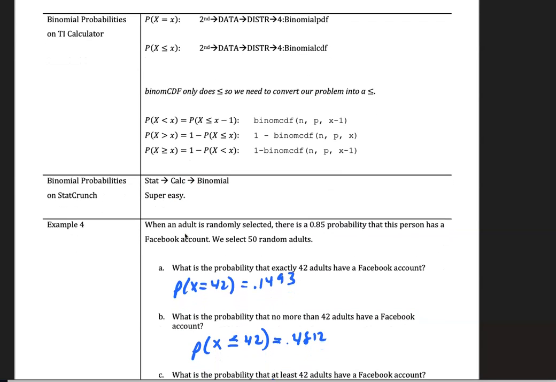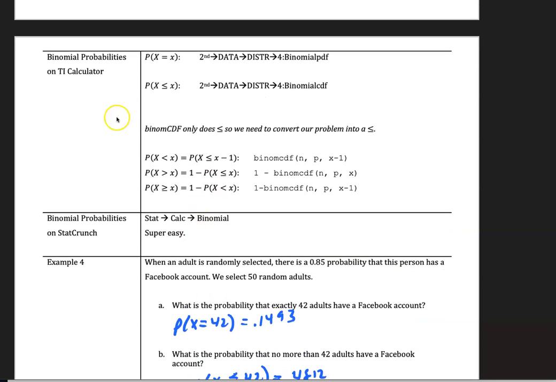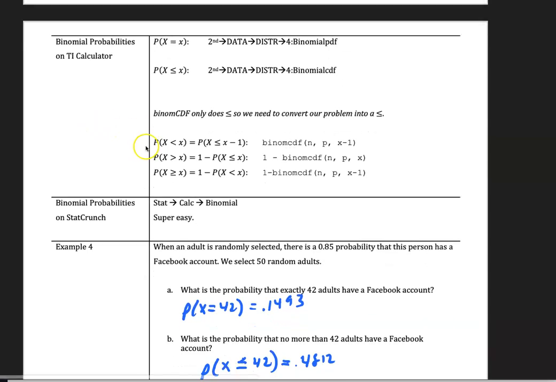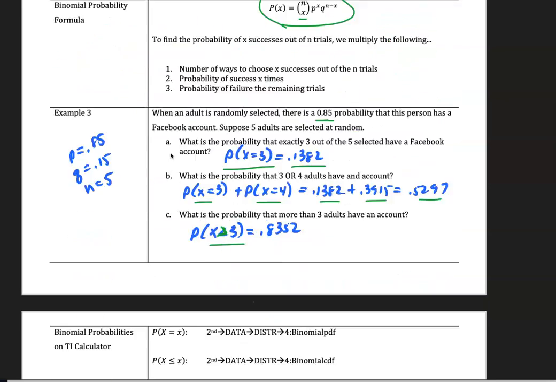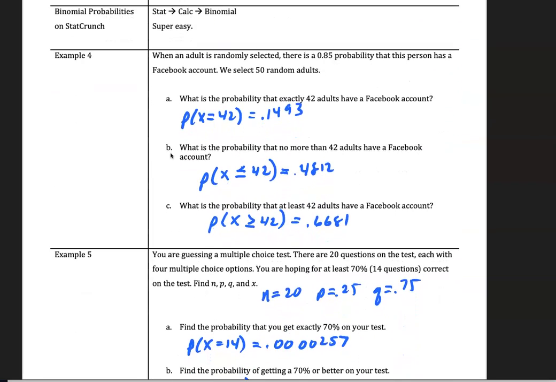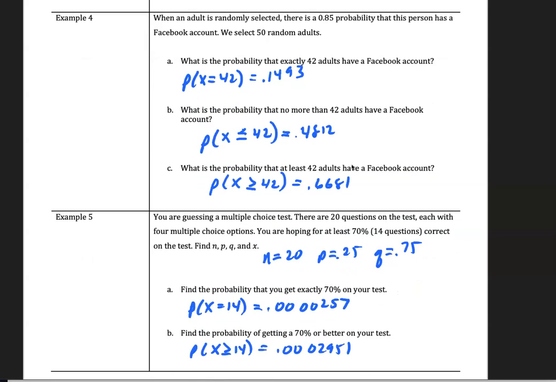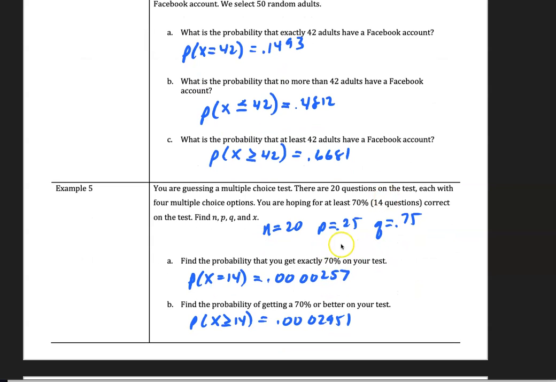Okay, let's take a look at some more examples. This is for the TI calculator, but we're going to focus on StatCrunch or ArtOStat. So we'll do some more examples here. I want you to try examples 4 and 5 on your own. Here are the answers so that you can do that using StatCrunch or the ArtOStat. Just check to see that you get the same answers.